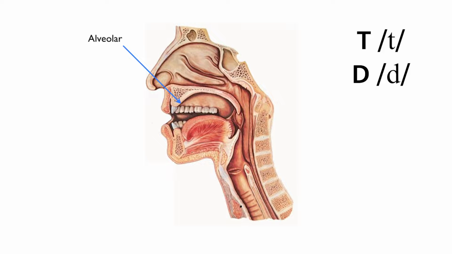They also share the same type of air release, or manner. These consonants are called stop consonants, which means the airflow is stopped somewhere along the vocal tract as you pronounce them. For the T and D consonants, the airflow is stopped where the tongue tip touches the alveolar ridge, the bumpy part of the roof of the mouth just behind the front teeth. The airflow is also stopped in the throat as the vocal cords come together. The air is released as you open the vocal cords and bring the tongue tip down.